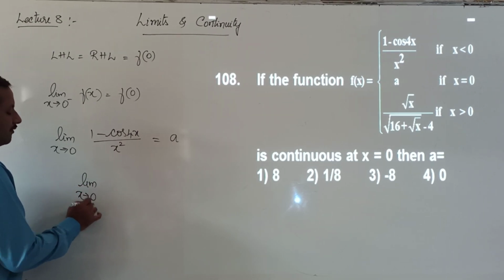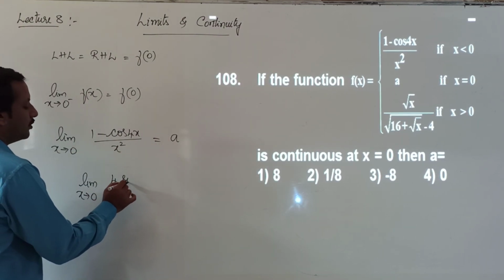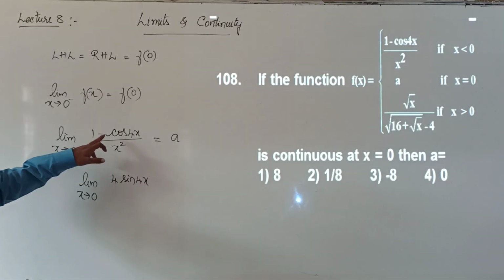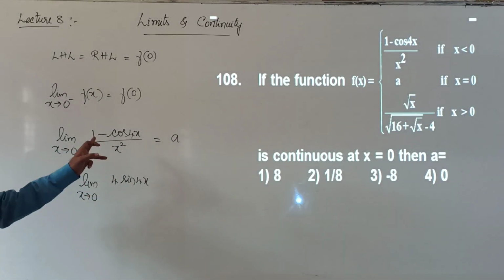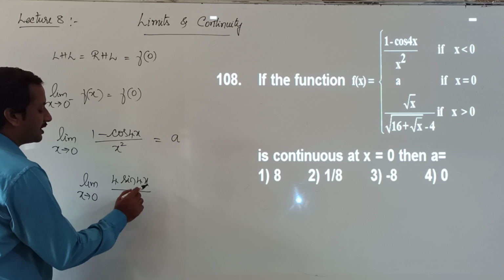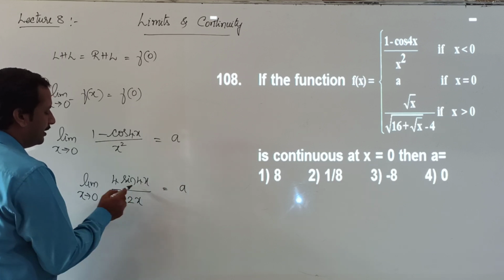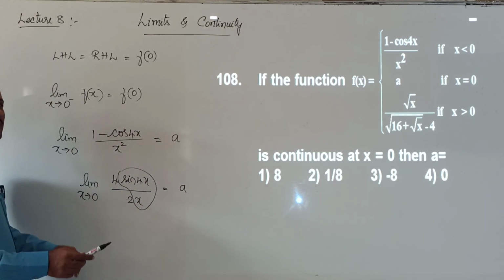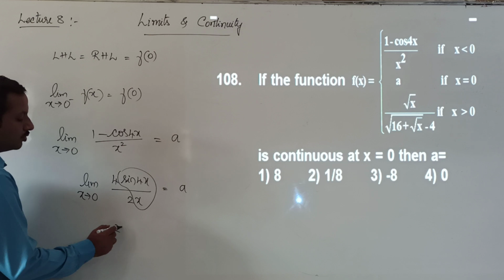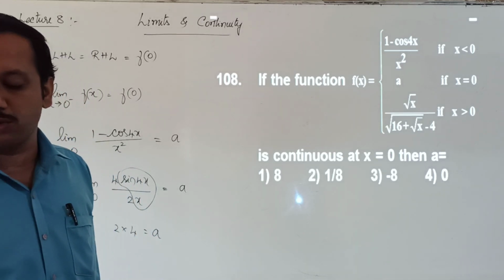So now, I use L'Hospital's rule. Derivative of 1 minus cos 4x, that will give you 4 into sin 4x. Derivative of 1 is 0, derivative of cos x is minus sin x. So derivative of cos 4x is minus sin 4x into 4. So minus into minus plus 4 sin 4x, divided by the derivative of x square. Derivative of x square is 2x. Okay. So now this is equal to a. Here sin 4x by x, its value is 4 because I will multiply and divide by 4. So its value is 4. Here 4 by 2 is 2, 2 into 4, that is a. So a is equal to 8, which is the first option.